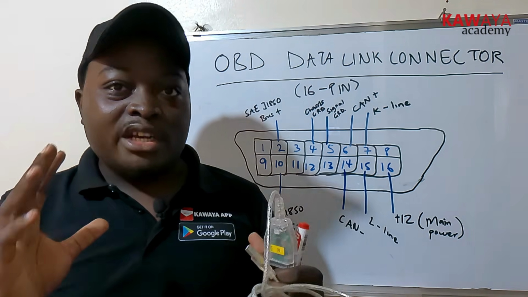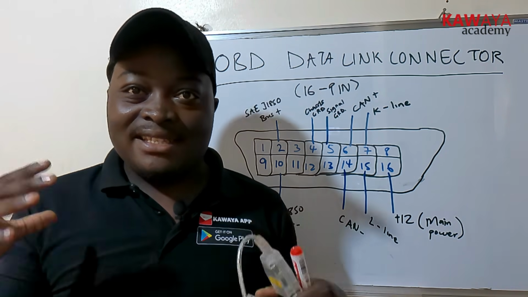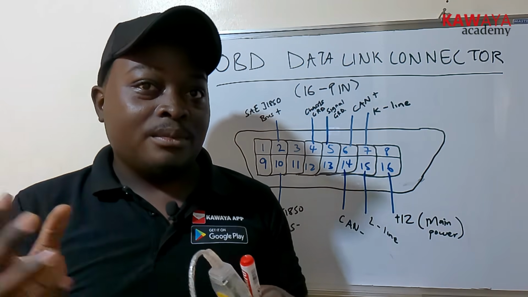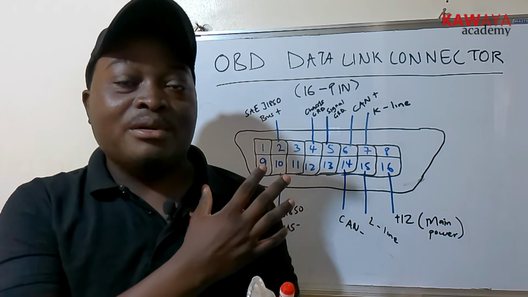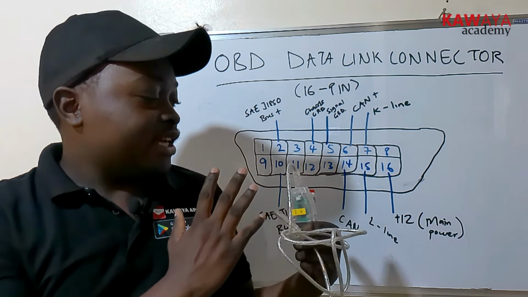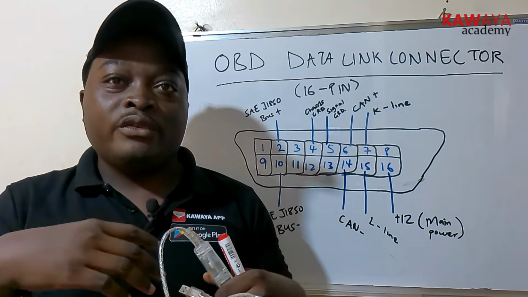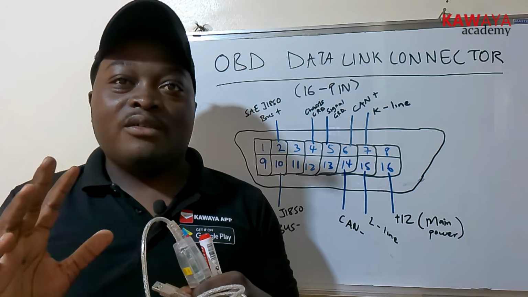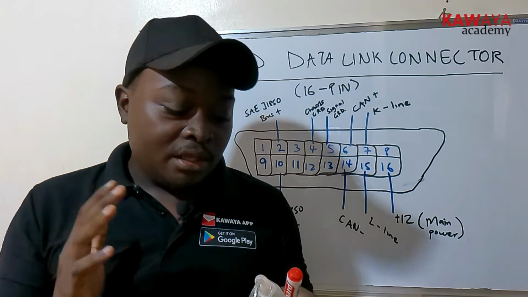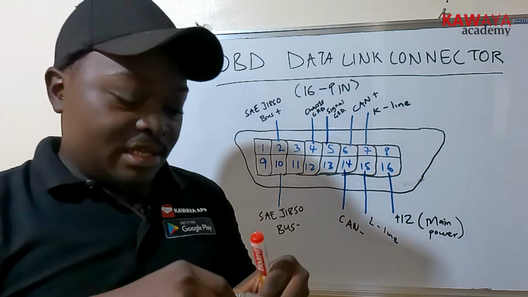So what I want you to do is just understand how this works. Don't just cram the labelings. Just basically understand. On our connector here, we have main lines, we have communication lines, and then power lines. Simple.